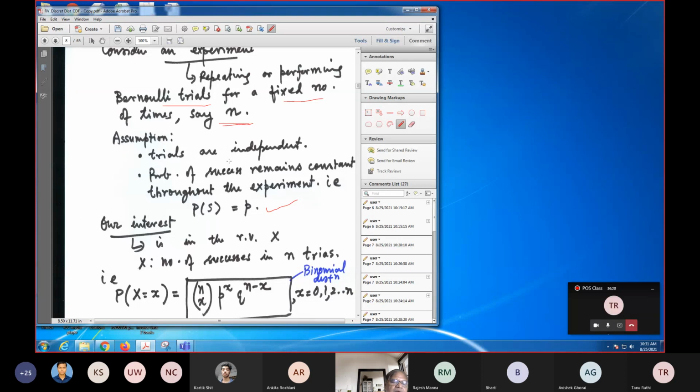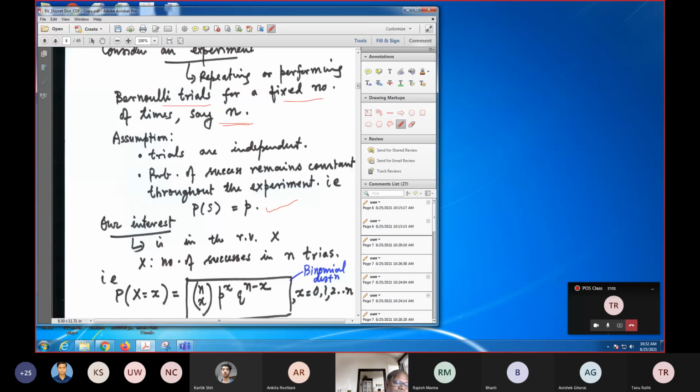Your experiment consists of repeating a particular trial, say 100 times, and each time the probability of success remains constant. It is not like in the beginning it is 0.5, and after some time as you keep tossing the coin it becomes 0.7, then 0.8. That is not the situation. We are considering the situation where the probability of success remains constant throughout the experiment.